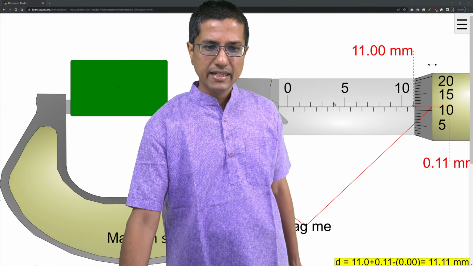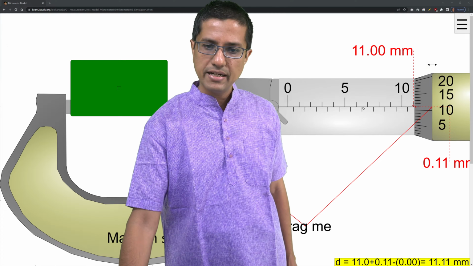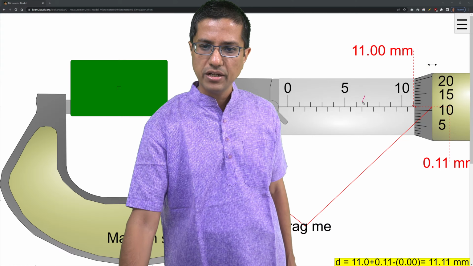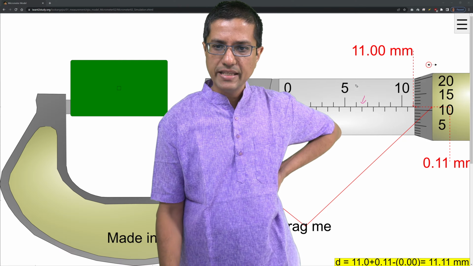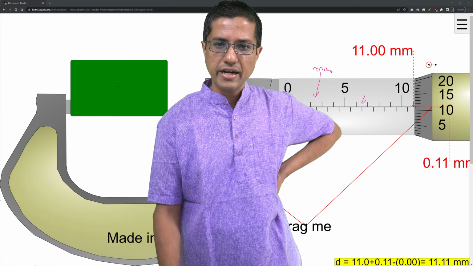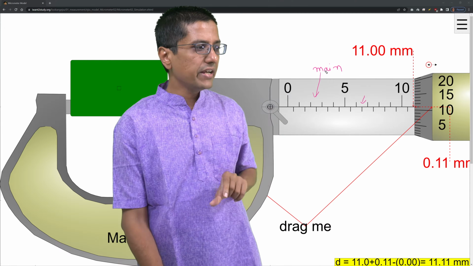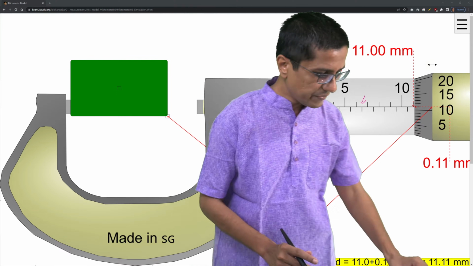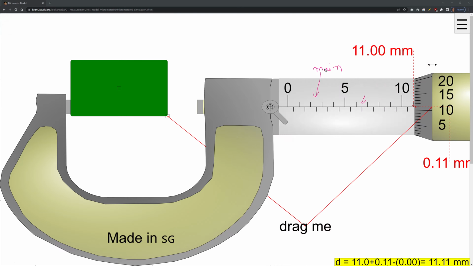One scale is this linear scale that you see right here. I hope you can see my little pencil here. This is known as the main scale. This scale is always known as the main scale in all kinds of devices. It provides the main reading in the case of a screw gauge. Just to help you see this device better, I will just move aside.